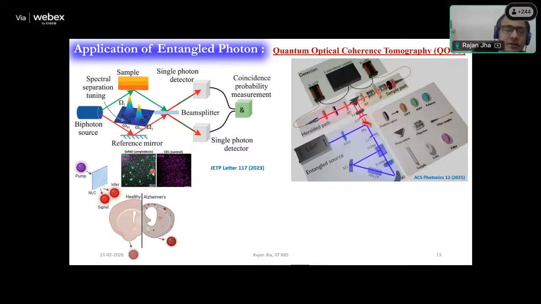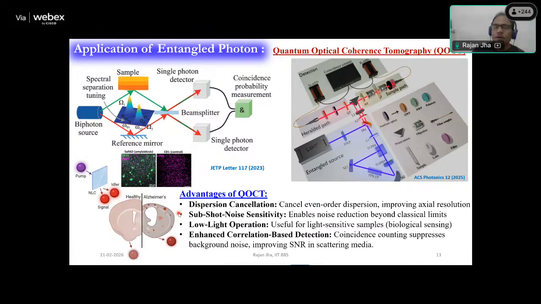These are for two different cases: one case of a healthy person, another is for a case where the person is having a loss of memory. Again, the advantage of quantum OCT is that dispersion cancellation is there. Even higher order dispersion can be cancelled, which allows you to do better axial resolution. You can have a high axial resolution because the dispersion gets cancelled.